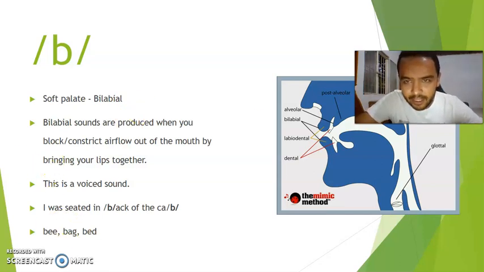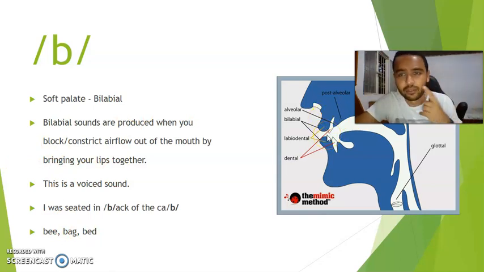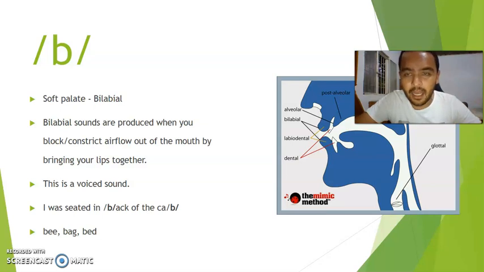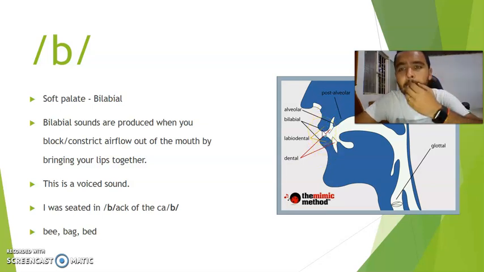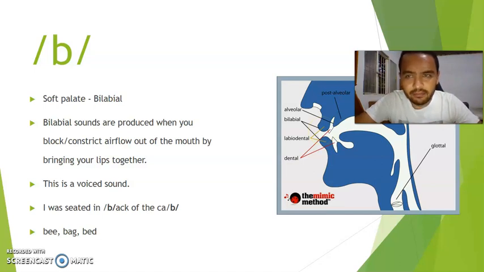So here is this picture. I think you could also see my mouth when I pronounce the words. For example, be, bag, bed. But I would also like to show you that the bilabial sound is produced right here, when you block or constrict the air, just putting your lips together. Okay, let's continue. The idea is not to make it long and boring, just short and precise.